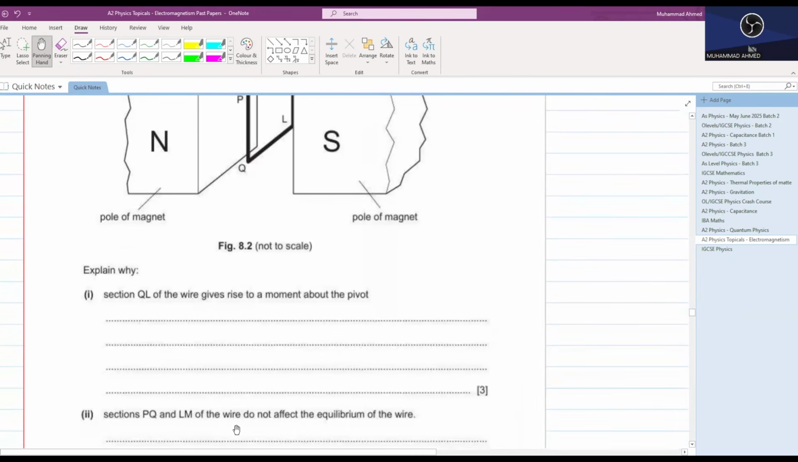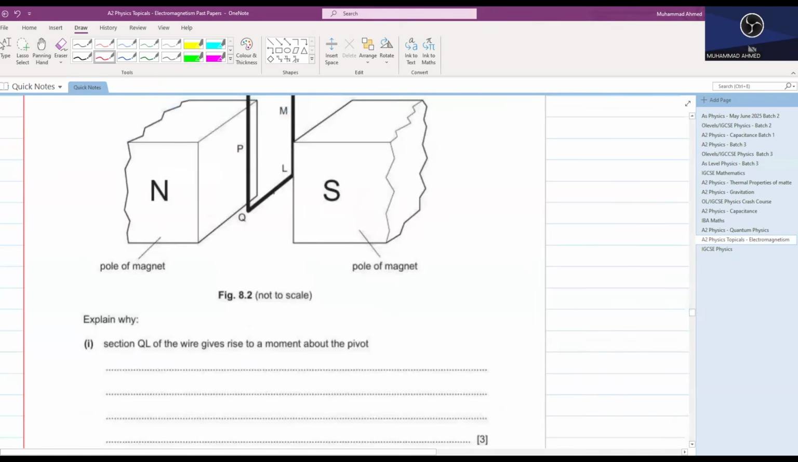Okay. Explain why section QL of the wire gives rise to a moment about the pivot. Okay. So section QL will have current flowing like this. This will be the magnetic field. So let's apply Fleming's left hand rule here.